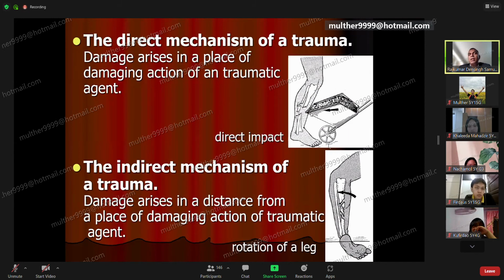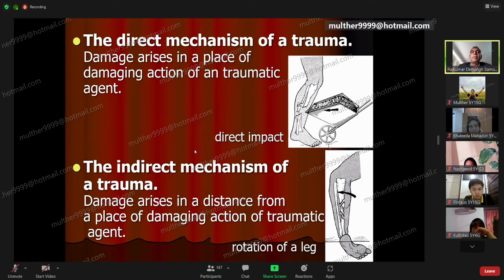You see here in the picture, external force acts in this part, middle third of the leg, and in that part there is a fracture. This is direct mechanism of trauma. So where the external force impacts, exactly there is a trauma. Somebody punched you on your face, you get a bruise in the face. Yeah, this is a direct mechanism of trauma.